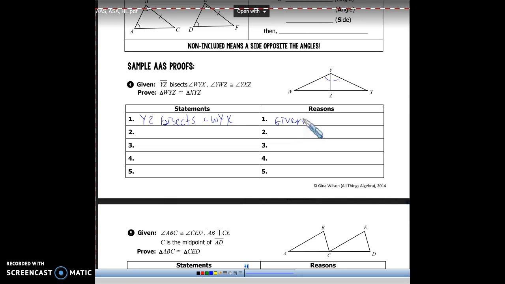Okay, we do have another set of given information, but actually, let's go ahead and write what went with this. What did it mean if it bisected it? It gives us two congruent angles. So what are those angles? Angle WYZ is congruent to angle XYZ. And now why is that true? If a side bisects an angle, that is an angle bisector.